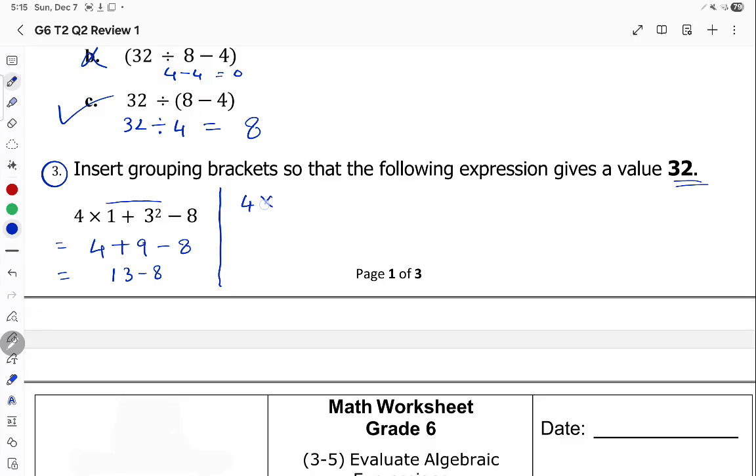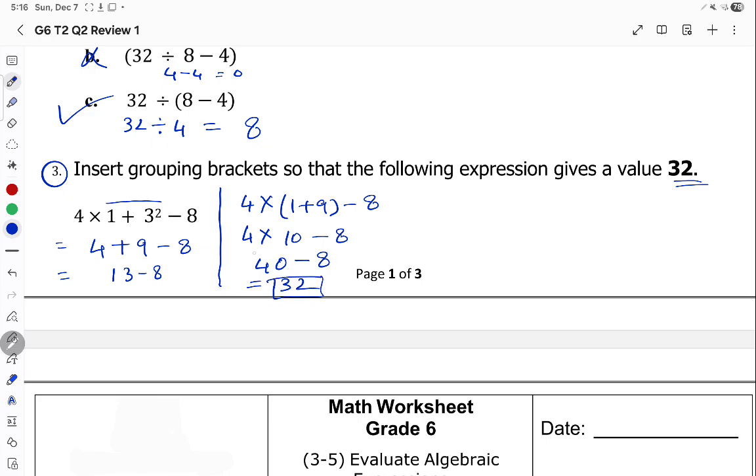Now we try the other approach, which is let's try solving this one first. So we keep 4 times as is, 1, we put a parenthesis, so we know we are going to solve this one first, plus 3 to the power of 2. Now 3 to the power of 2 is also coming in parentheses, so we solve the exponent first. 3 to the power of 2 is 3 times 3, which is 9, minus 8. So we have 4 times 10, 9 plus 1 is 10, minus 8. Now 4 times 10 is 40, minus 8. 40 minus 8 is 32. So here we got the answer.